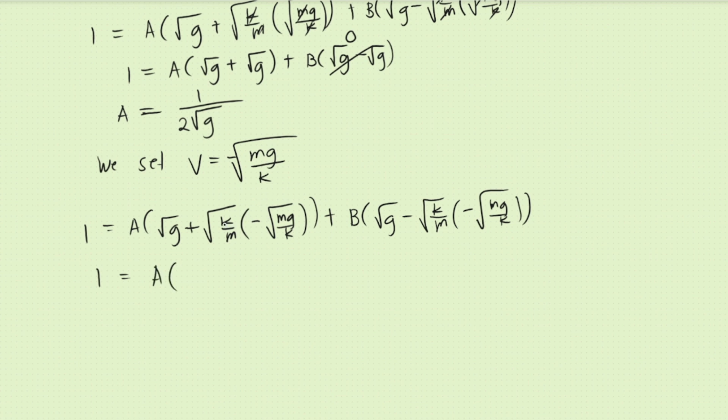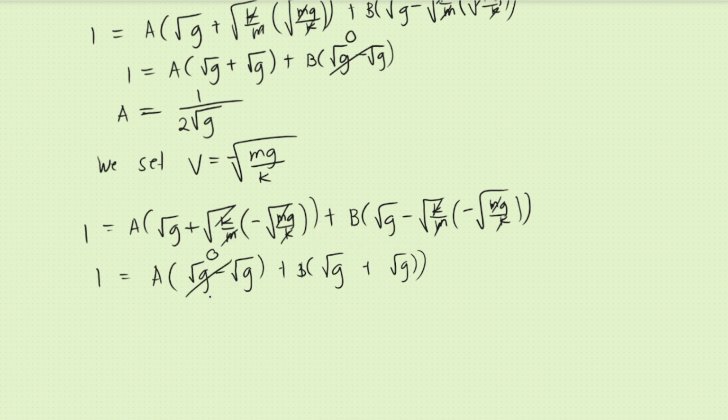So we can actually cancel these things out: square root of k over m, square root of m over k. We'd be left with square root of g minus square root of g plus b times square root of g minus, we can cancel k and m here, so we'd be left with square root of g minus negative square root of g. But square root of g minus negative square root of g is just the same thing as saying square root of g plus square root of g. So we'll delete this and change it to plus.